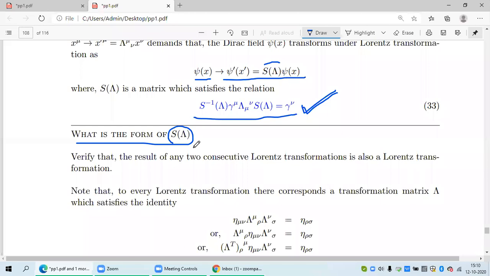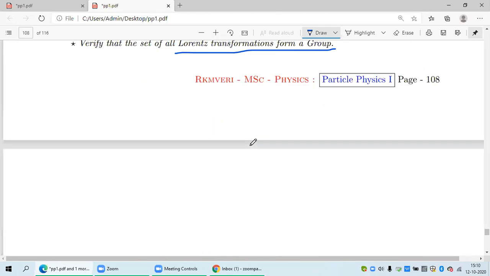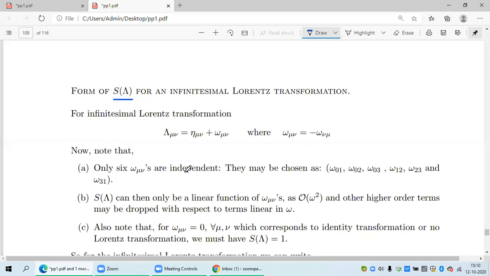transformation, operating successive many infinitesimal transformations, we can generate a finite Lorentz transformation, because successive operations of Lorentz transformations will also lead to a Lorentz transformation because it is a group. Okay, so it is easy for us to find the form of this transformation matrix when this lambda, which is basically the Lorentz transformation matrix, represents an infinitesimal transformation. In that case, we find the form of this S.